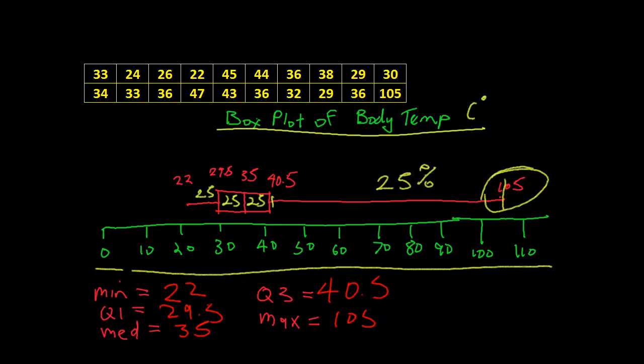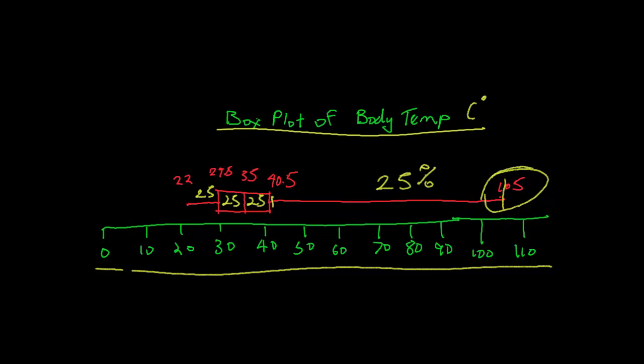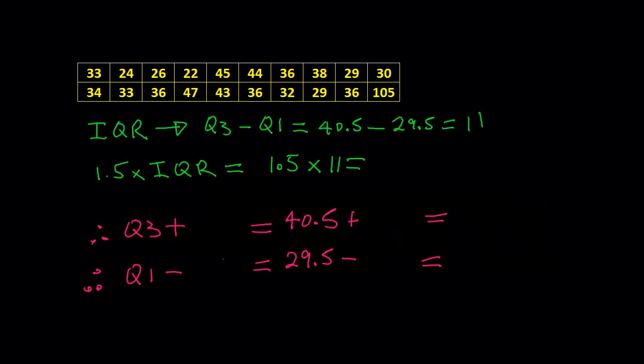It gets a bit long and boring, but bear with me, you'll get there. So with our outliers, we've got to look at our interquartile range. The interquartile range comes from Q3 take away Q1. So in our case, Q3 take Q1 is 40.5 take 29.5, which gives us 11. So 11 is our interquartile range.